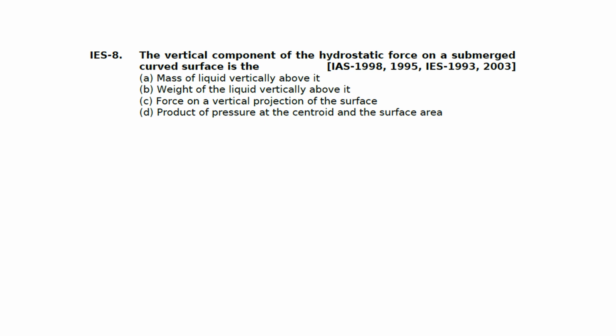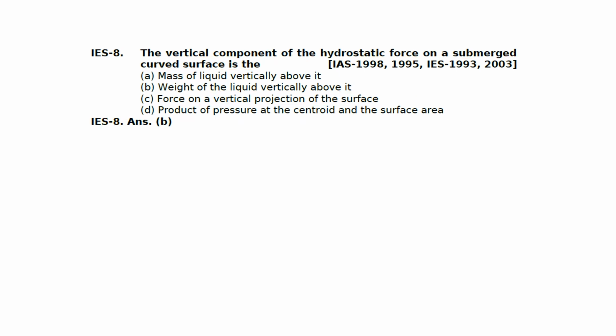Next question. The vertical component of hydrostatic force on a submerged curved surface is: mass of liquid vertically above it, weight of the liquid vertically above it, force on a vertical projection of the surface, or product of pressure at the centroid and the surface area. It is actually the weight of the liquid vertically above it. You can see how important this question is. This came in 1998, 1995, 1993, 2003. The same question came two times in IES and two times in engineering services.